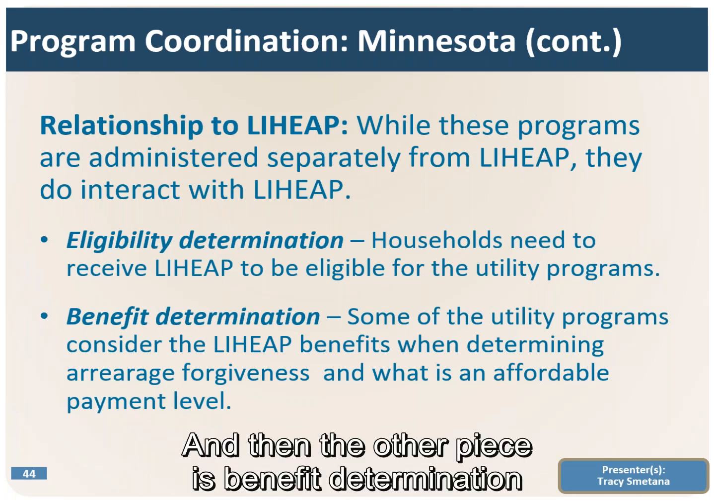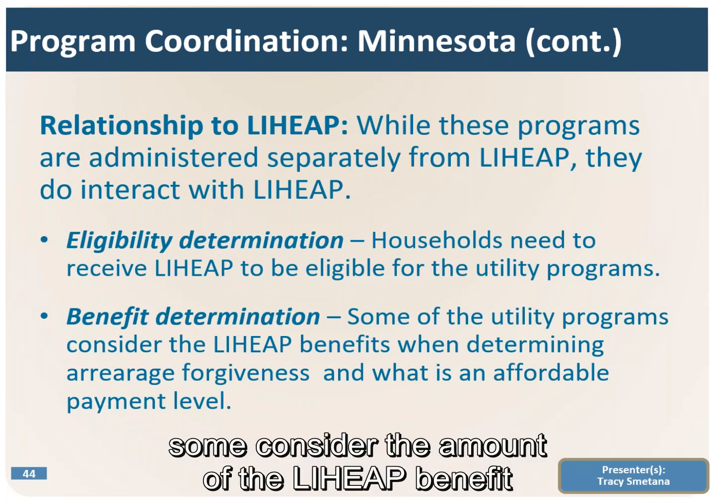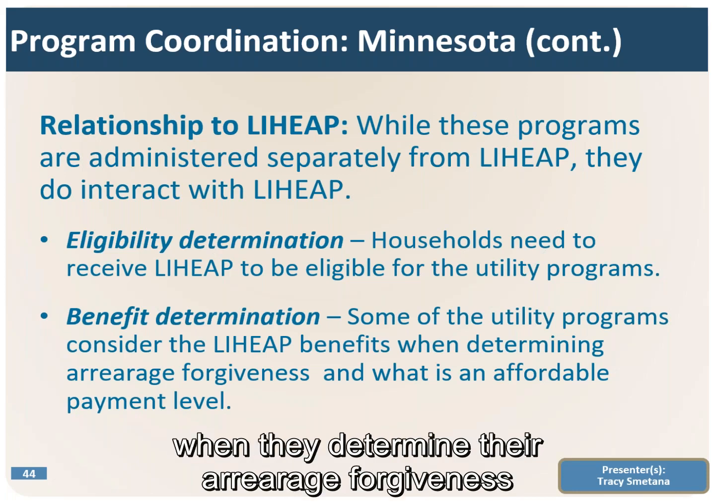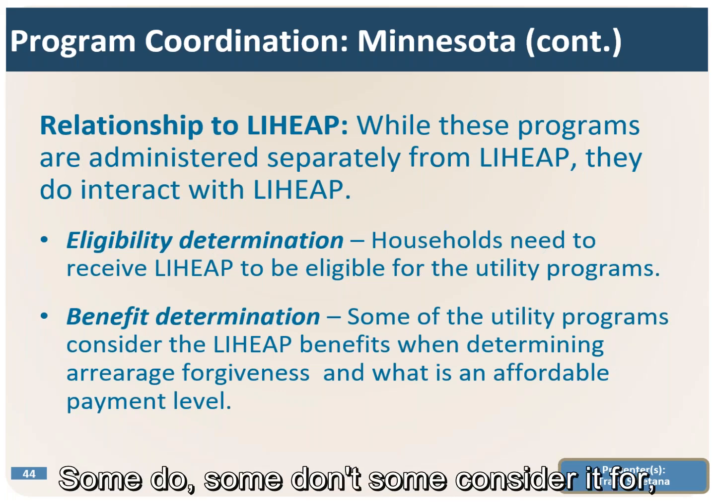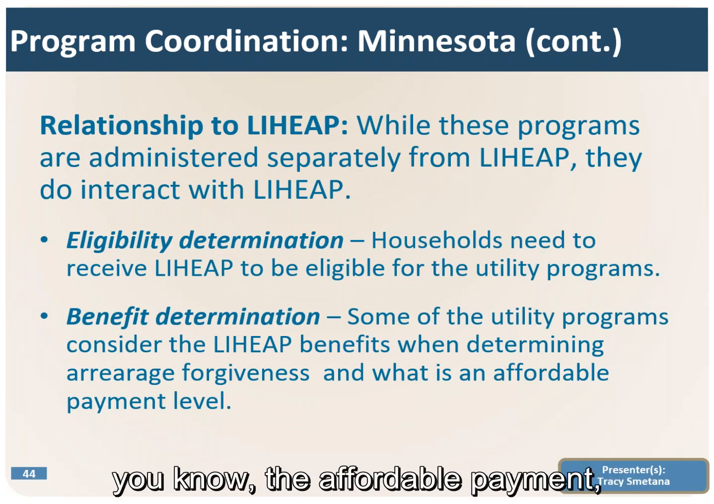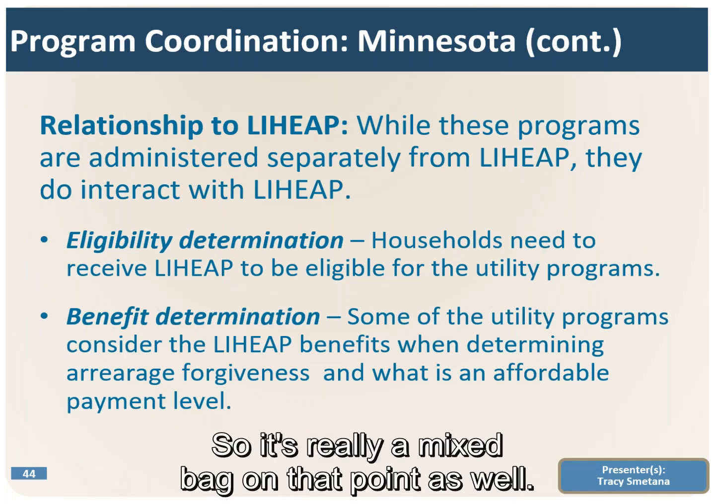And then the other piece is benefit determination on the utility side. For their affordability programs, some consider the amount of the LIHEAP benefit when they determine their arrearage forgiveness and also the affordable payment level. Some do, some don't. Some consider it for the affordable payment, but not for the arrearage forgiveness, or vice versa. So it's really a mixed bag on that point as well. Next slide.